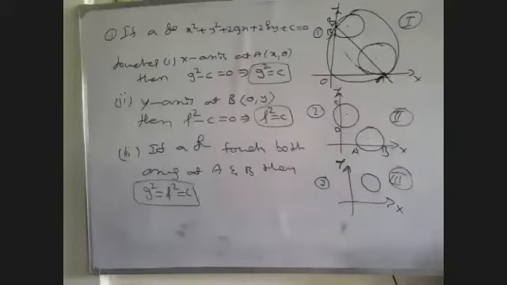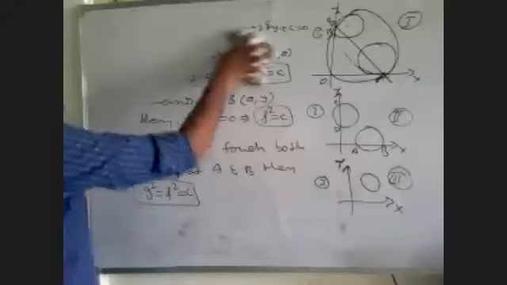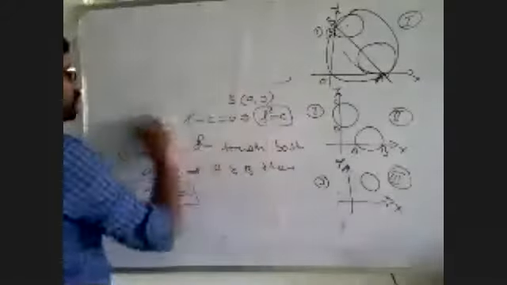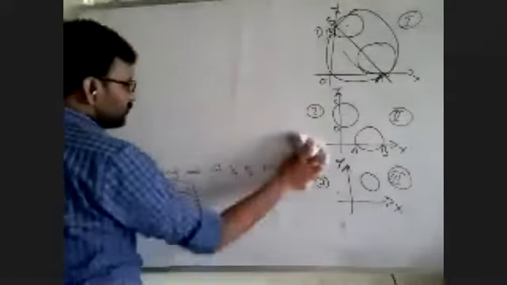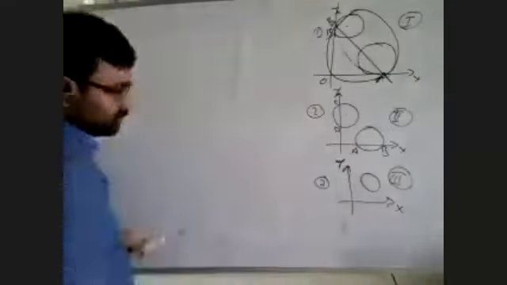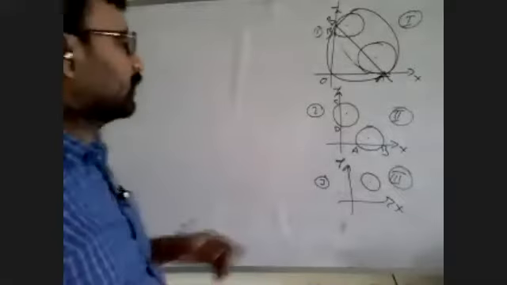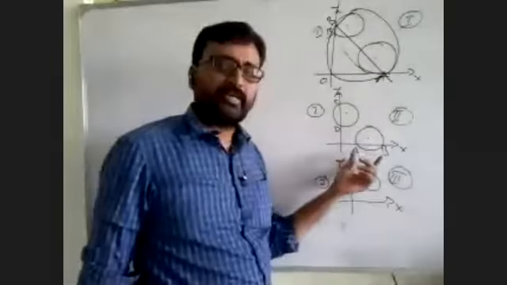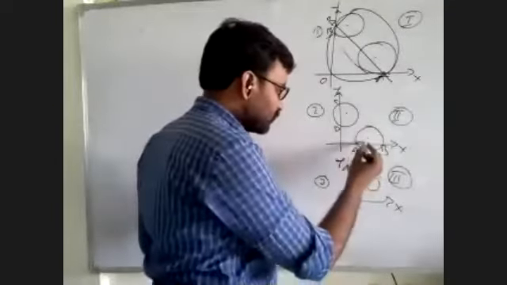So this is about the first case. If a circle touches the x-axis and the y-axis, the x-axis condition is g square minus c equal to 0, and the y-axis condition is f square minus c equal to 0. For both axes, g square is equal to f square is equal to c. Now if a circle intersects at A and B, meaning it makes some intercept on the x-axis, this is the intercept.